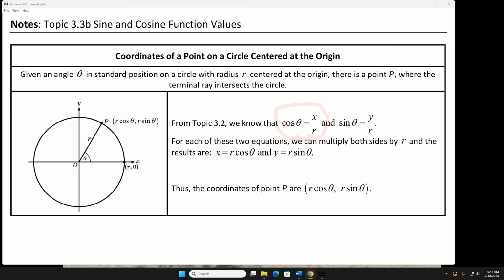Multiply by the r. So if we want to find the x coordinate, it's going to be the radius times the cosine of whatever angle is there. And for the sine, we learned that the sine of theta is y over r. Same thing, we can multiply by that r and get that y is equal to r times the sine of theta. That is going to give you the coordinates. If you know the radius and you know the angle, you can find the ordered pair.